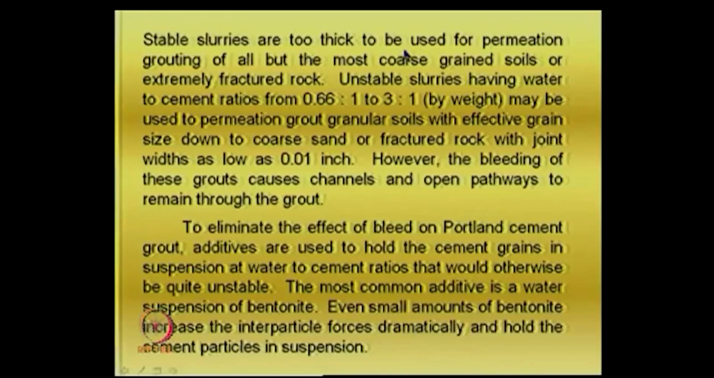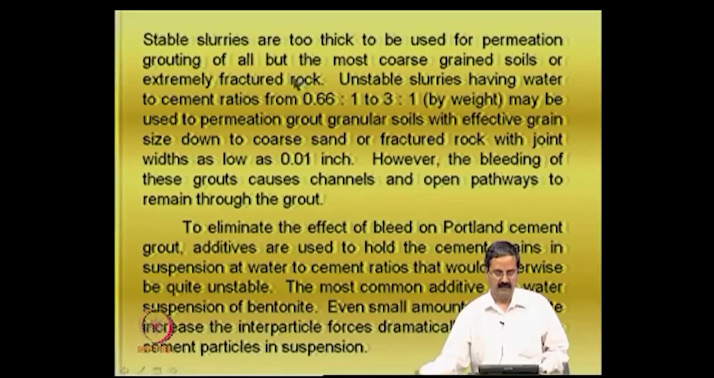Stable slurries are too thick to be used for permeation grouting of all but the most coarse-grained soils or extremely fractured rock. Unstable slurries having water-cement ratios of 0.6 to 3:1 by weight may be used for permeation grouting. If permeation is an important parameter for you, go for somewhat higher ratios like 3:1, and you also need to take the grain size distribution characteristics into consideration.